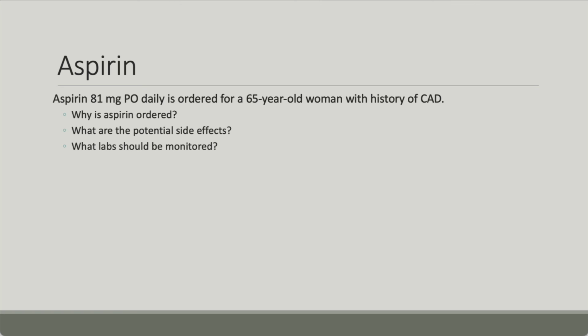All right, so nursing considerations. Aspirin 81 milligrams PO daily is ordered for a 65-year-old woman with a history of CAD. Why? Well, because we're trying to prevent atherosclerotic rupture, right? We're trying to prevent heart attacks and strokes. What are the potential side effects? Well, remember, aspirin can be a gastric irritant. That's important. It can make you more likely to bleed when you cut yourself. That's easily dealt with. And we don't have to monitor any labs.